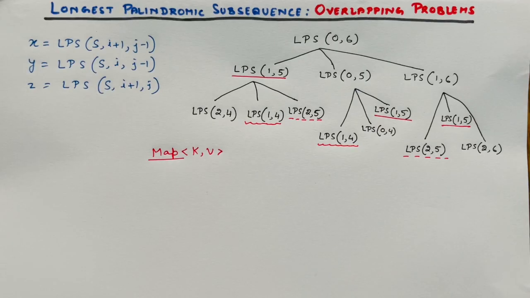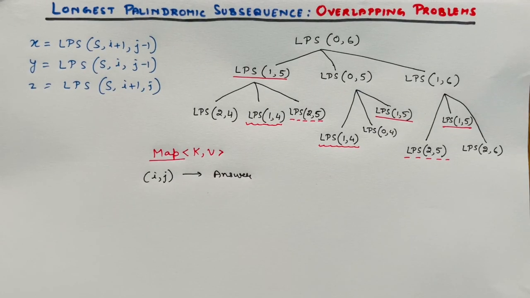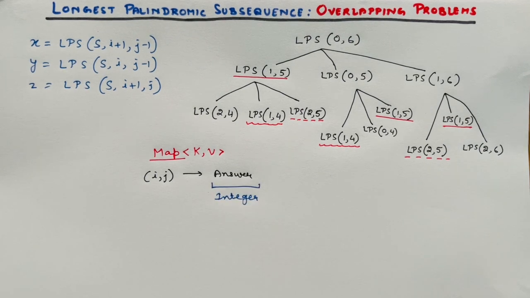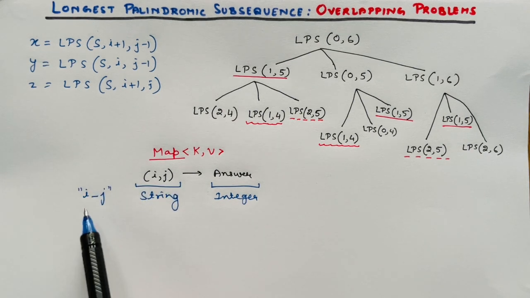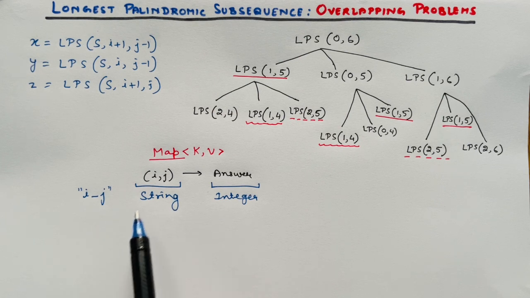So what information will our map store? It will store that for a pair of i, j, this is our answer. So what will be the data types of key and value in the map? Value is definitely very simple, integer, because the answer will be the length of the longest palindromic subsequence. Our key should be able to represent i, j. Now we can use a string to represent i, j as key. How? We can use i and j to form a string like this, i underscore j. For a pair of i, j, this will be unique. So our map will be of type string, integer.